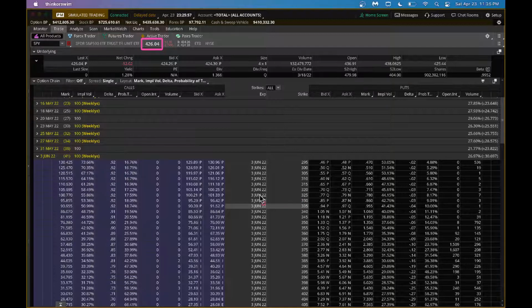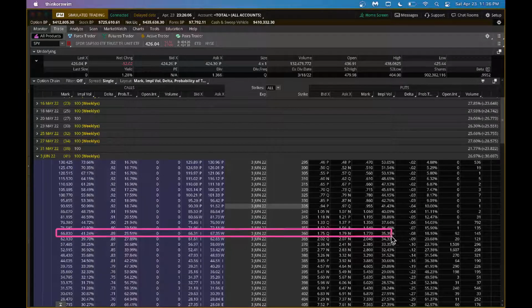Look around. We looked at a good support level around 360 or so. Look at 360. We are right here. At 360, you're getting a good premium here, $1.75, and also keep watching here.